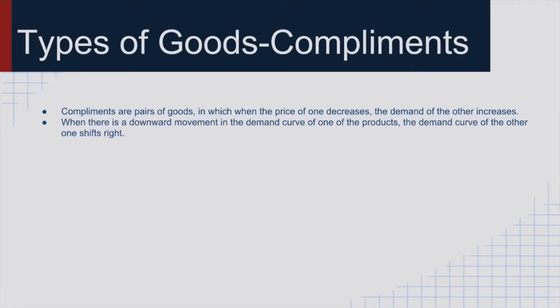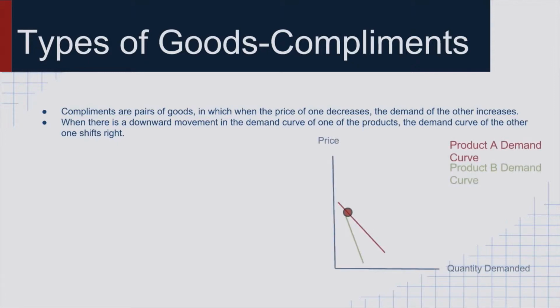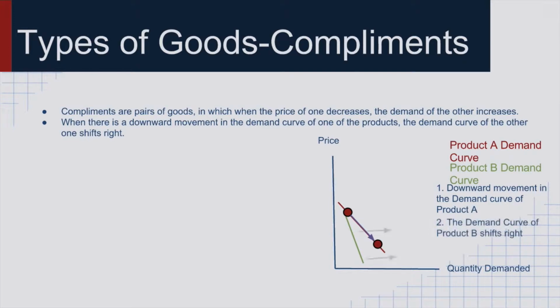When there's a downward movement in the demand curve of one of the products, the demand curve of the other one will shift right. This is demonstrated in the graph here. The red curve is the demand curve of the first product, and the green curve is the demand curve of the second product. First there's a downward movement in the demand curve of product A. The red dot here was where it originally was, and there's a downward movement down to this second red dot. This results in the demand curve of product B shifting right. So it moves from the first green curve here and shifts right to the second green curve there.